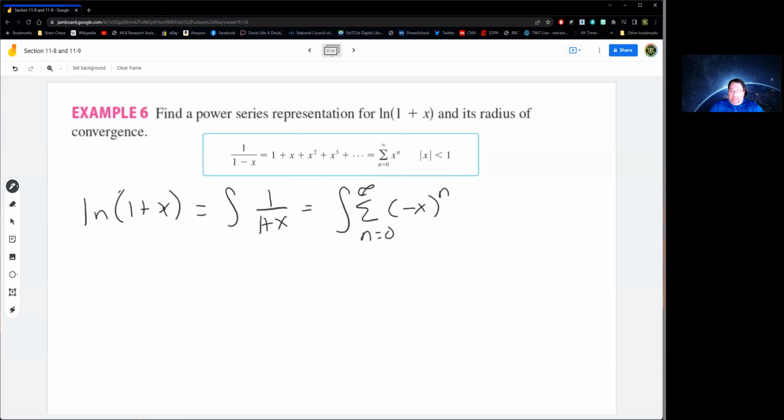So we can do just the integral of the inside piece. We don't need to do the integral of the summation. So I can change that to the summation of n goes to 0 of the integral of negative x to the n.